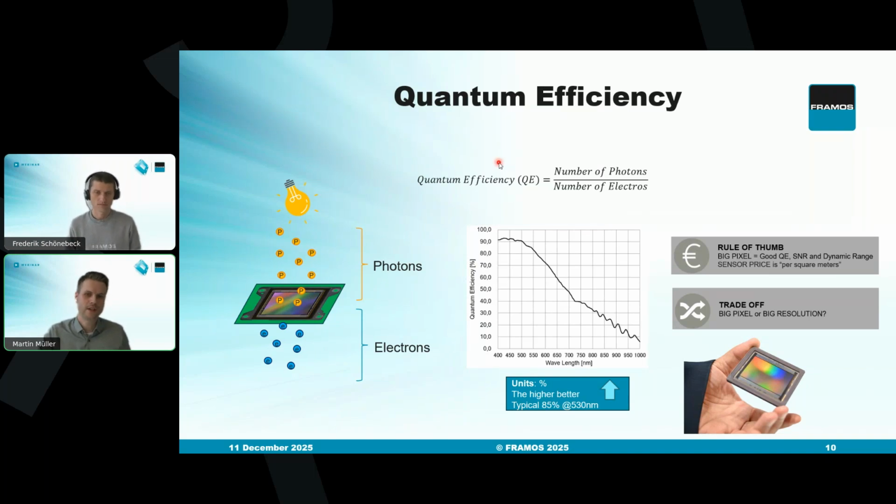And you usually want that quantum efficiency to be as high as possible, because you will make your life easier when post-processing the image and making it look good finally. Usually the quantum efficiency is dependent on the wavelength. For higher wavelengths, it will decrease, which is a natural phenomenon of silicon. As a rule of thumb, a bigger pixel in the sensor will give good quantum efficiency, better signal-to-noise ratio, and dynamic range. But there is a trade-off, because big pixels and big resolution usually mean a big image sensor, as shown here on this image. And a big image sensor means big cost, because the sensor price is per square meter of silicon.